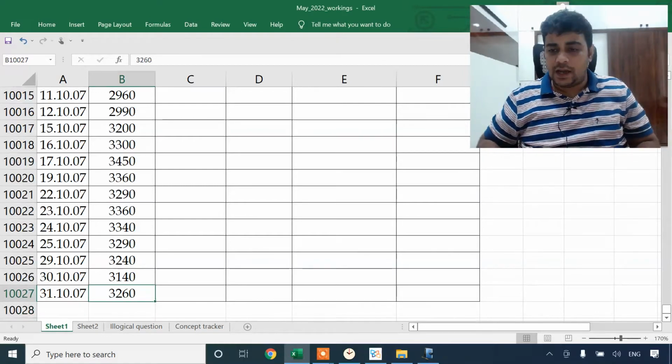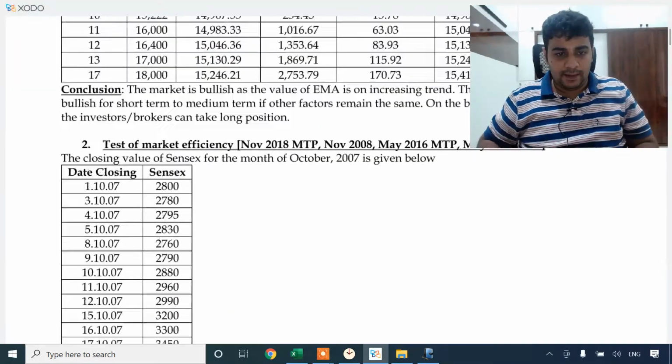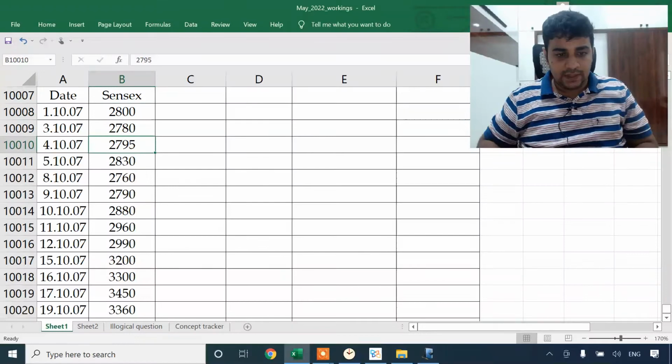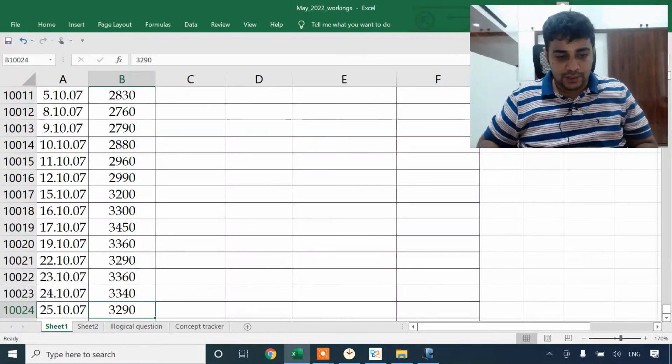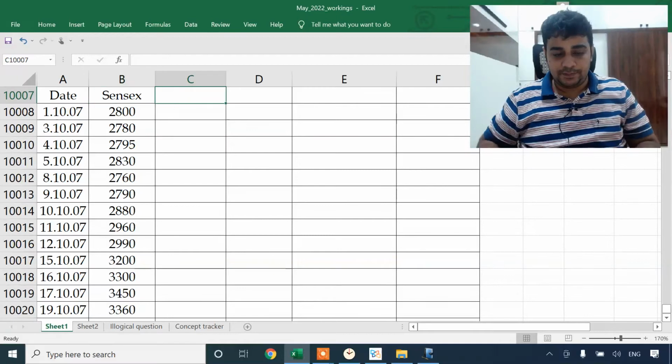So this is the observation. I hope I haven't made an error there. 2800, 2780, 2795, 2830, 2760, 2790, 2880, 2960, 2990, 3200, 3300, 3450, 3360, 3290, 3360, 3340, 3290, 3240, 3140 and 3260. These are the observations.